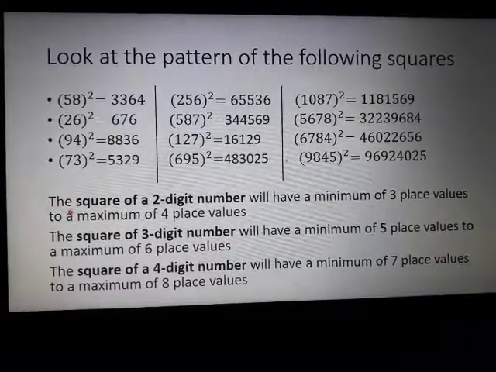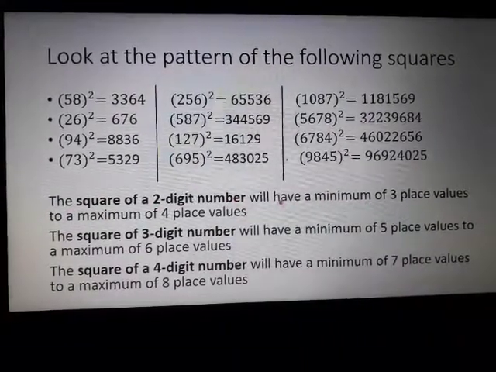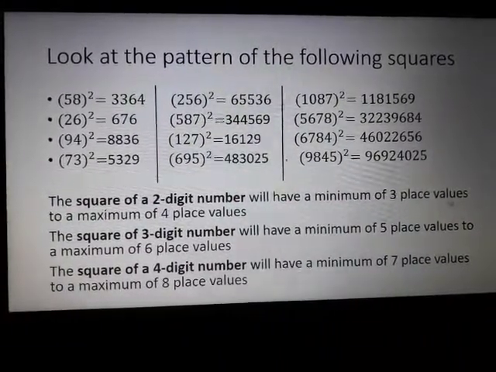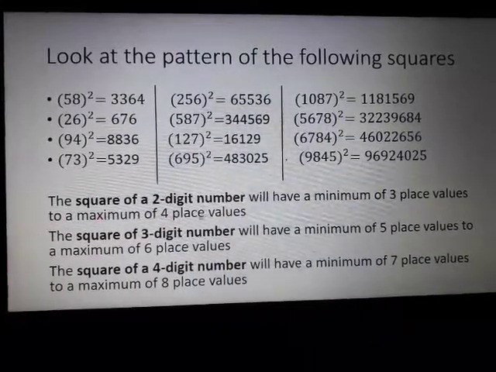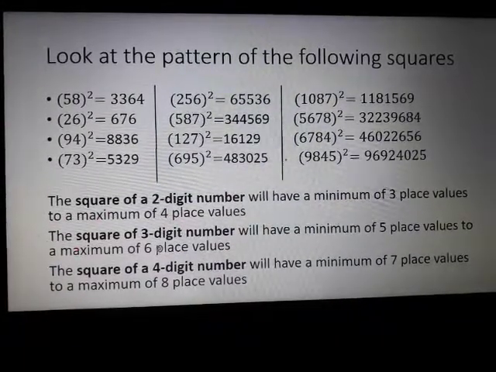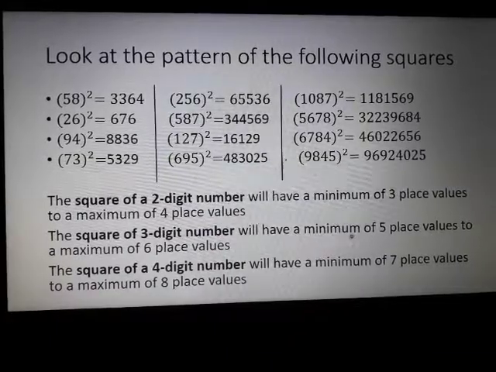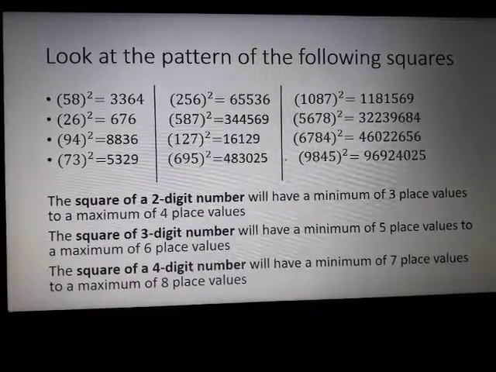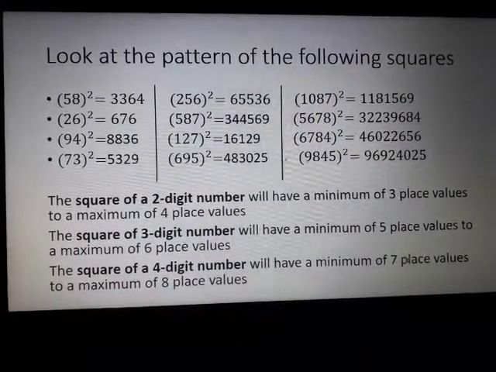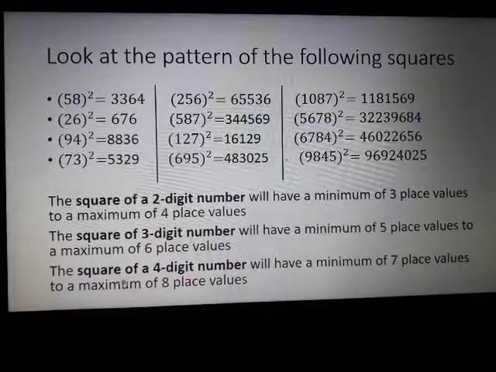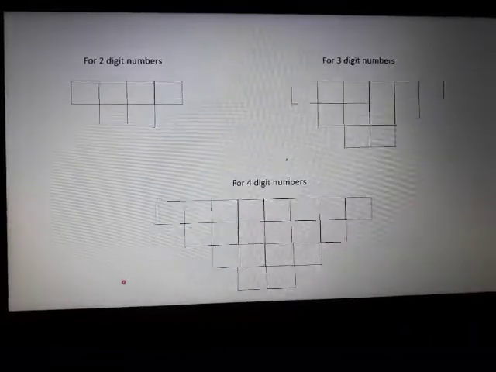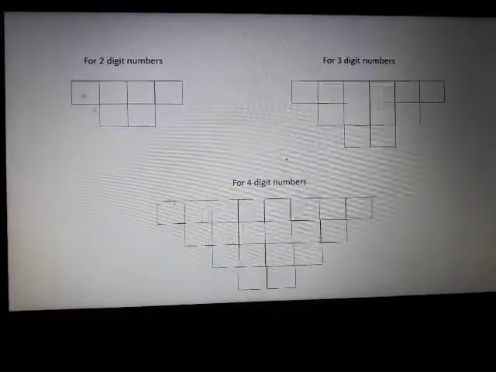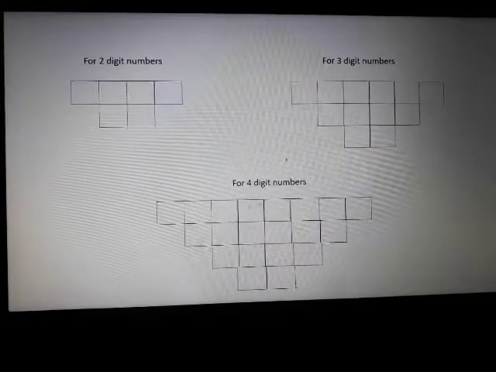So I repeat once again, the square of a 2-digit number will have a minimum of 3 place values to a maximum of 4 place values. The square of a 3-digit number will have a minimum of 5 place values to a maximum of 6 place values. The square of a 4-digit number will have a minimum of 7 place values to a maximum of 8 place values. So this is how the inverted pyramid will look like.